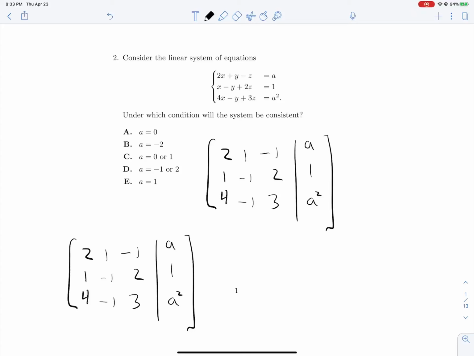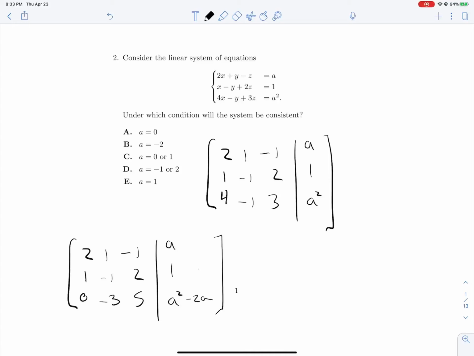So let's see what we can do with that. Let's subtract 2 row 1s from row 3. That gives us a 0, -3, 5, and -2a there. Now what? That didn't particularly help us out. That might have just been a waste.